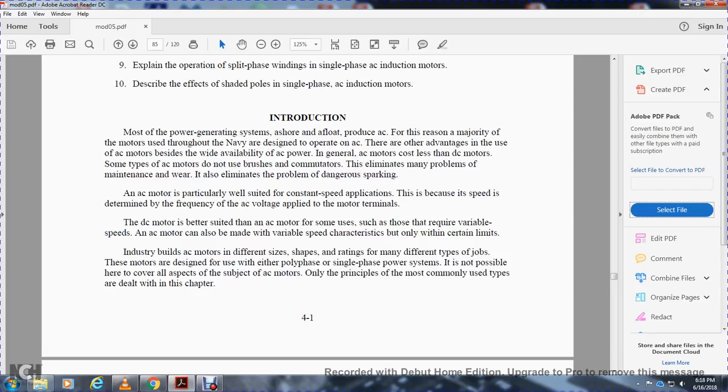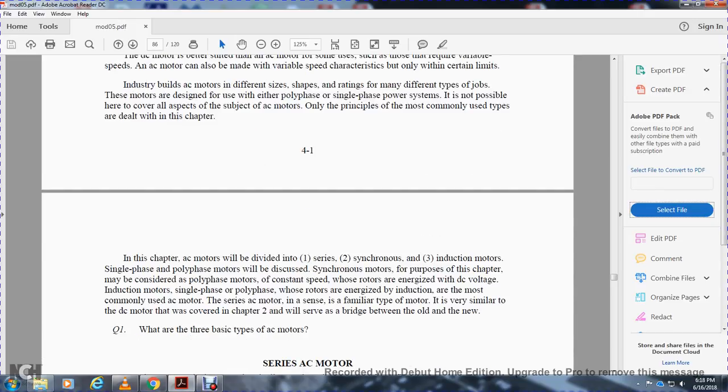The motors are designed for use with polyphase and single-phase power systems. It is not possible to cover them all. Of the subject of AC motors, only the principles most commonly used are dealt with in this chapter. In this chapter, AC motors will be divided into series, synchronous, induction motors, single-phase, and polyphase motors.